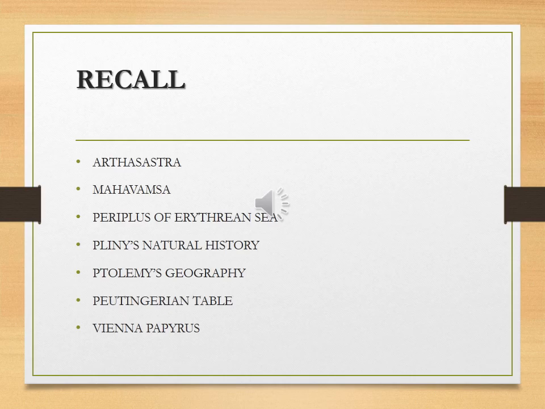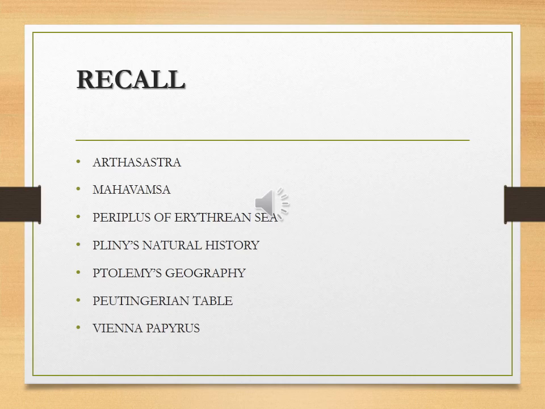Then Ptolemy's Geography. It is a map only, like an atlas. It provides geographical details of the Roman Empire in the 2nd century AD. Some of the Tamilakam ports were mentioned in Ptolemy's Geography. Can you remember that? Kaveri Pumpuhar, Korkai, Kanyakumari, Musiri are some of the places mentioned. Then the Pythagorean Table, an illustrated map. Then the Vienna Papyrus, a Greek document that mentions Musiri's trade of olden days.